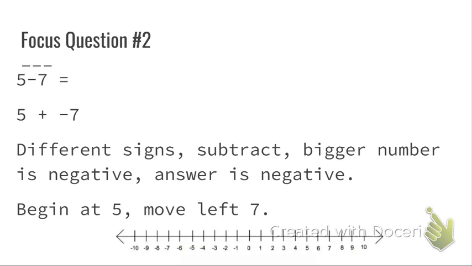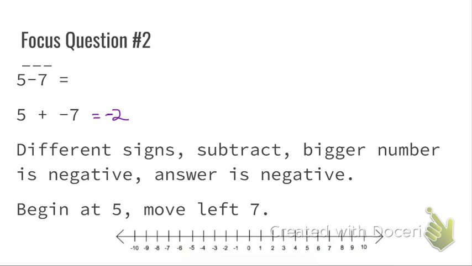So 5 subtract 7. If I change that, change subtract to add, and then change the positive 7 to negative 7, then I see they have different signs. I'm going to subtract. But the bigger number was negative, so negative 2.